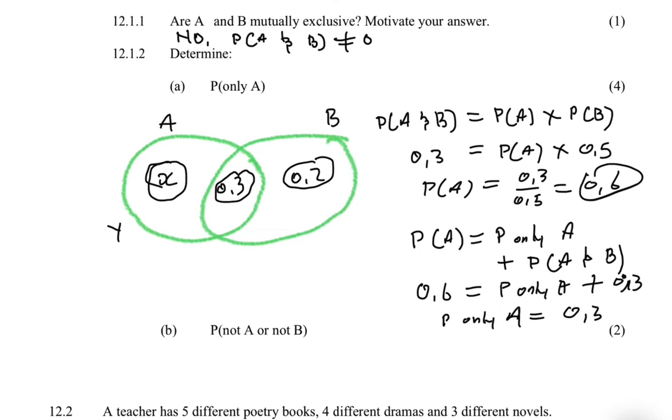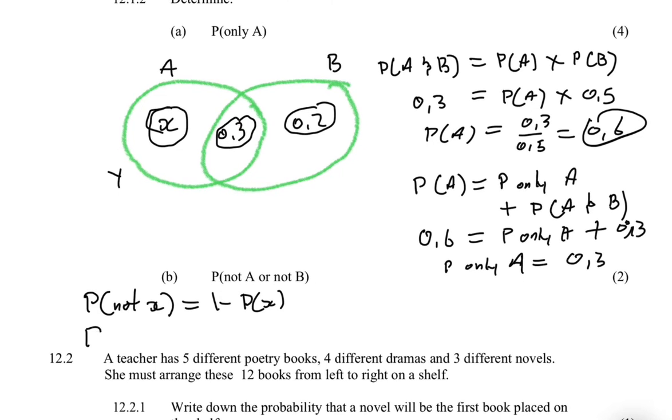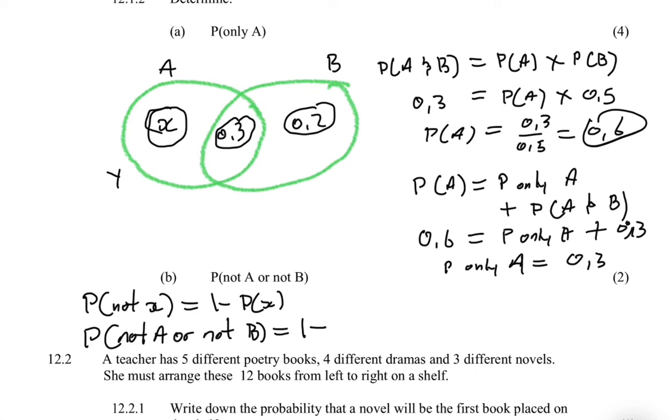And then now we want the probability of not A or not B. The probability of not X, right, is basically equal to 1 minus the probability of X, right? So now we're looking for the probability of not A or not B. So this will be equal to 1 minus the probability of A and B, right? In this instance, we're going to have the probability of not A or not B being equal to 1 minus the probability of A and B.